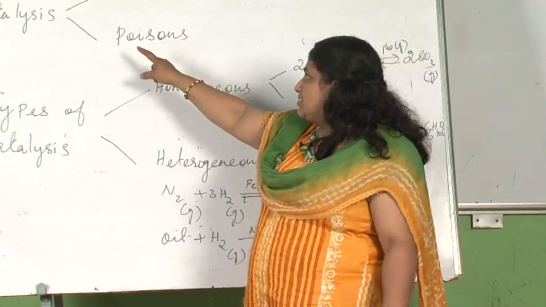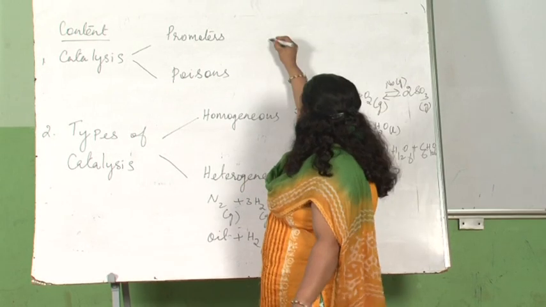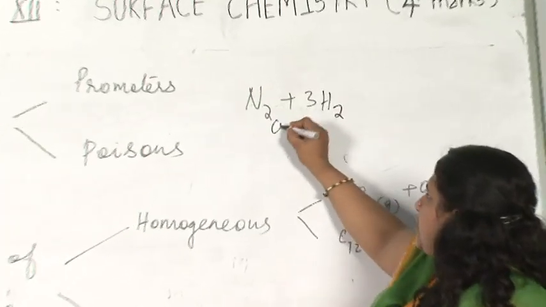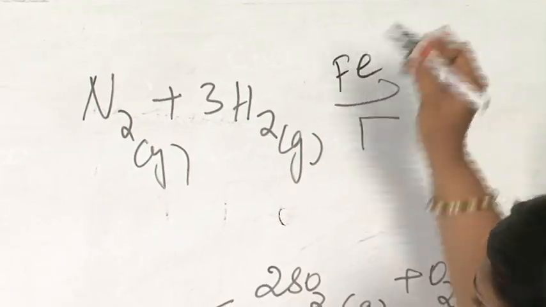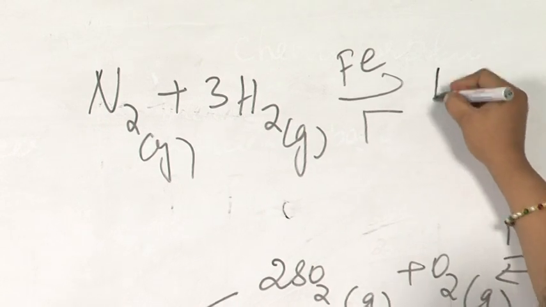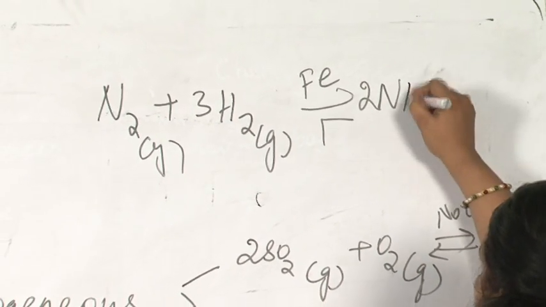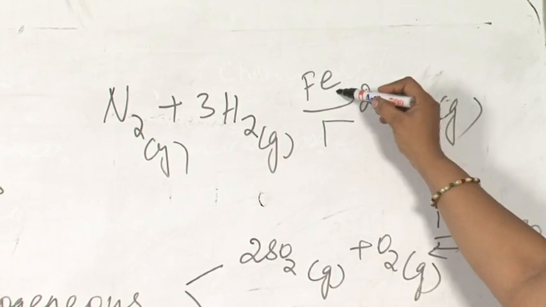The most common reaction with which you are familiar is N2 plus 3H2 gas, ammonia manufacture using iron catalyst, giving 2NH3 gas, meaning ammonia gas is formed. This is the catalyst which we are using.